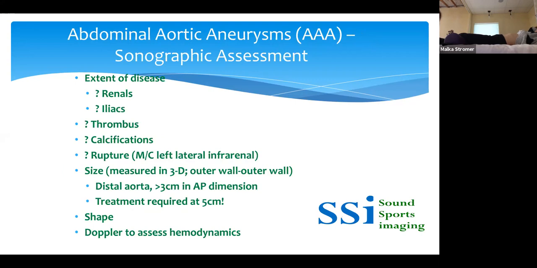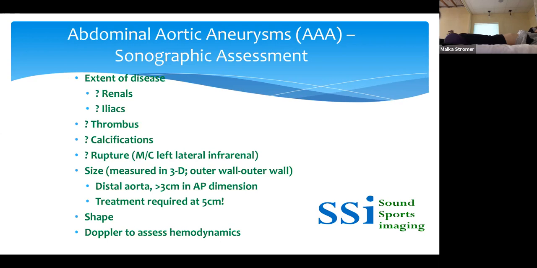Is there thrombus? Are there calcifications? Is there rupture? If a AAA ruptures, it's most commonly going to rupture into the left lateral infrarenal portion of the abdomen. The size is measured from outer wall to outer wall in an AP dimension. And greater than 3 centimeters, it's considered aneurysmal.